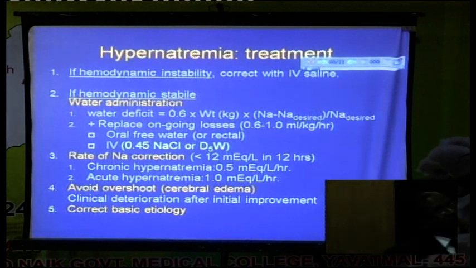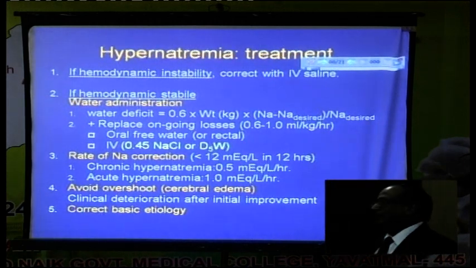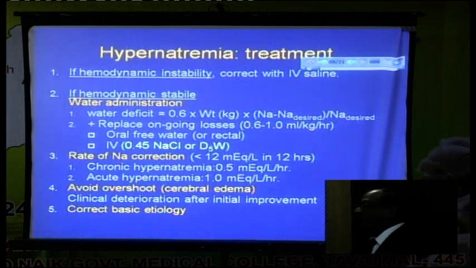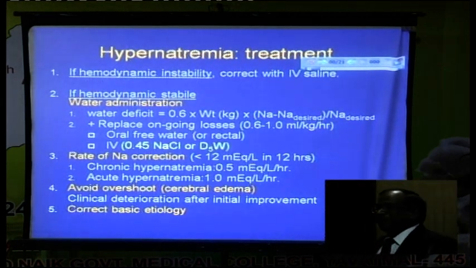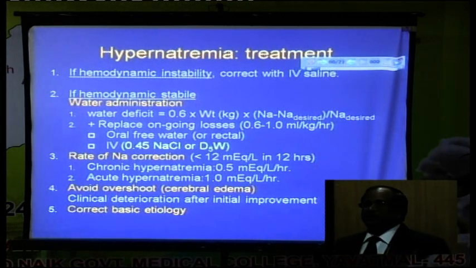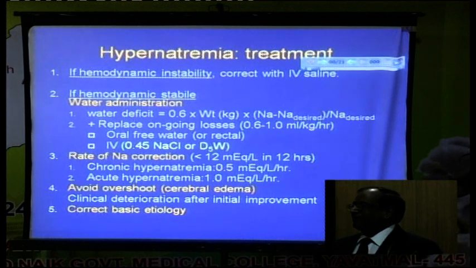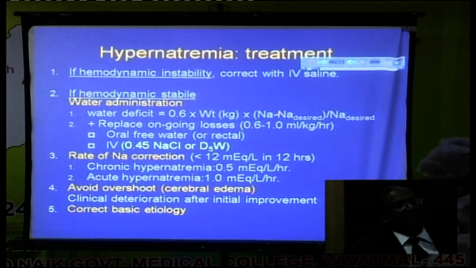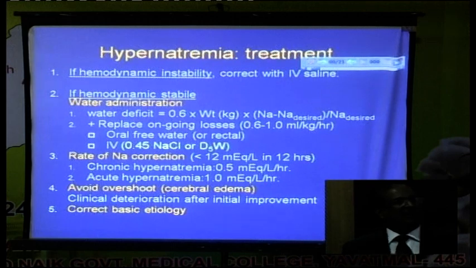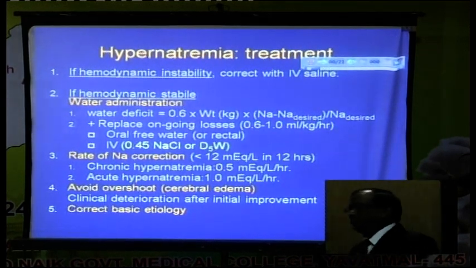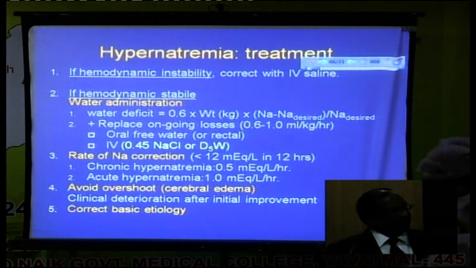Now, the issue is that the books tell you a formula: 0.6 into weight into (sodium minus 140) upon 140. That is a wrong formula. That only tells you the total water loss to be replaced. It does not tell you how much is to be given in the next 24 hours. So the correct formula is 0.6 into weight into (sodium minus sodium desired, which will be a difference of 12) upon sodium desired, and that will give you the water deficit to be corrected in 24 hours. I will show you that by an example.